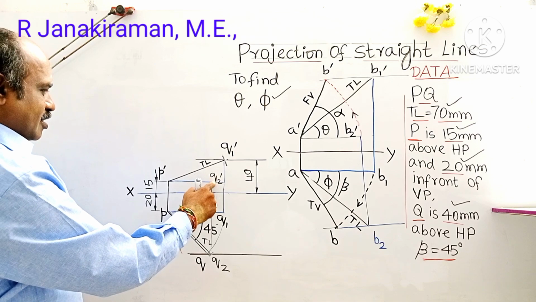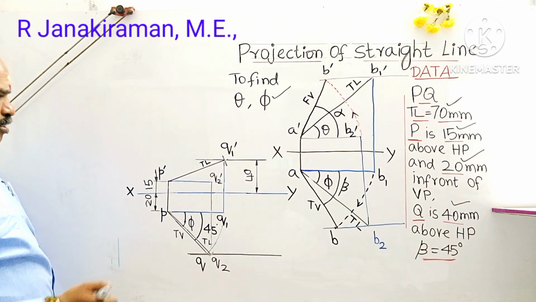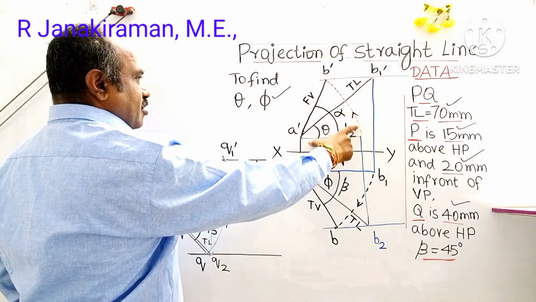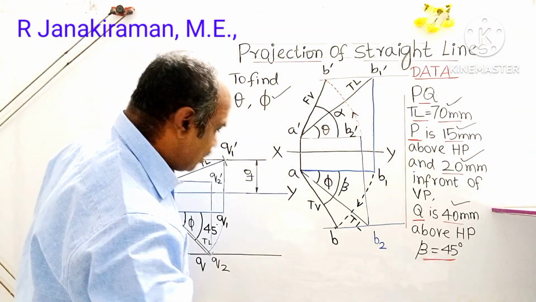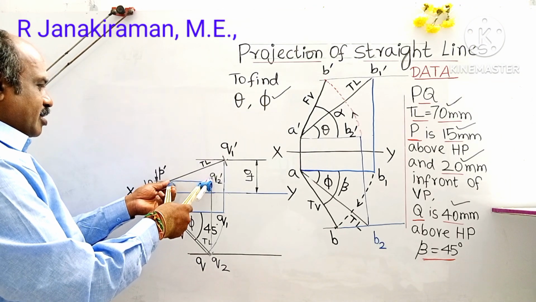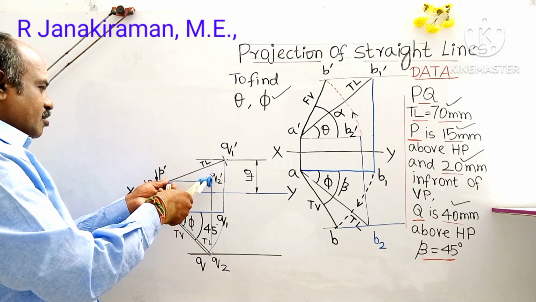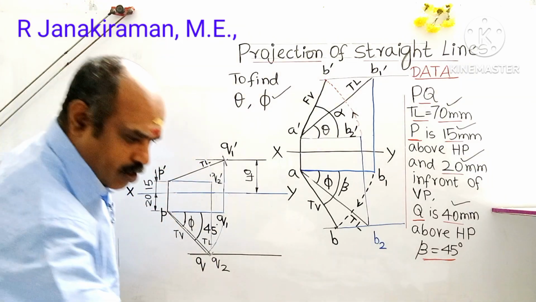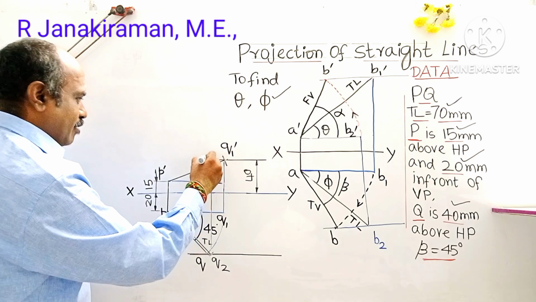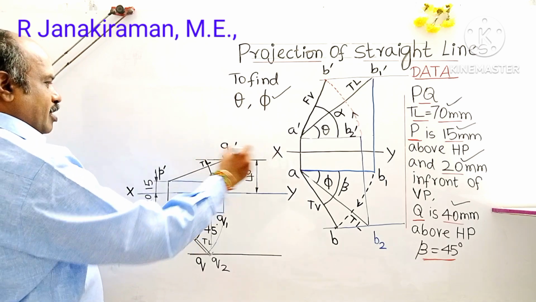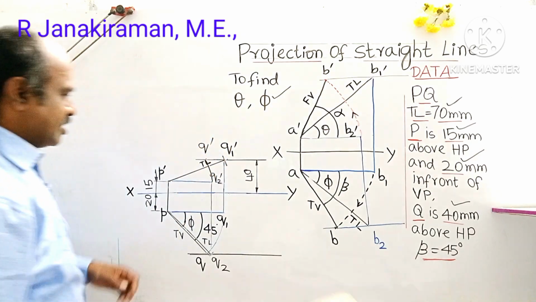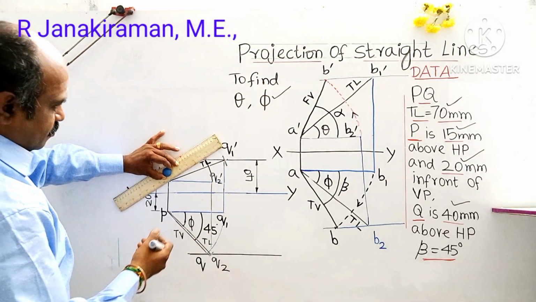Understand? The remaining length you can erase. With P dash as center, P Q2 dash as radius, draw an arc upward. Take your compass. This is the arc, where it intersects with the locus line passing through Q1 dash. This point shall be marked as Q dash. Join P dash and Q dash; the final front view is obtained.